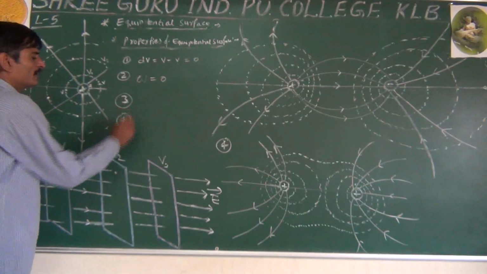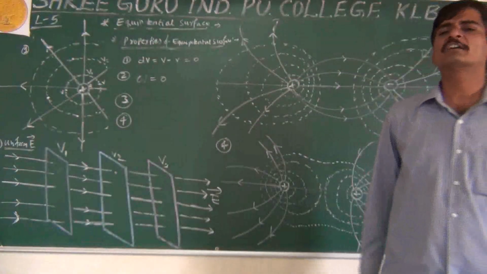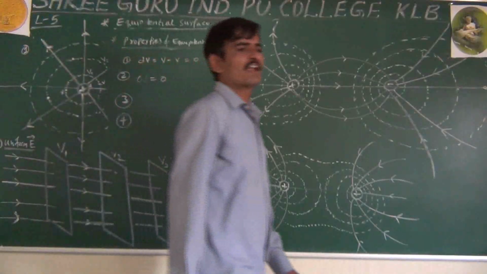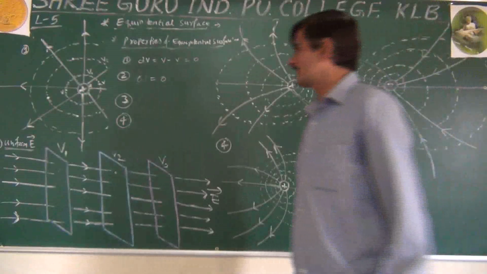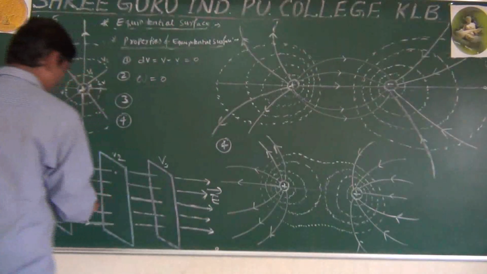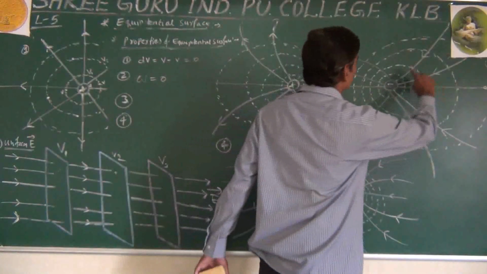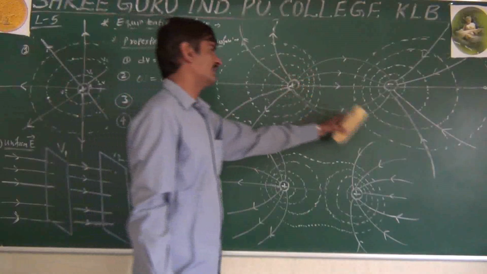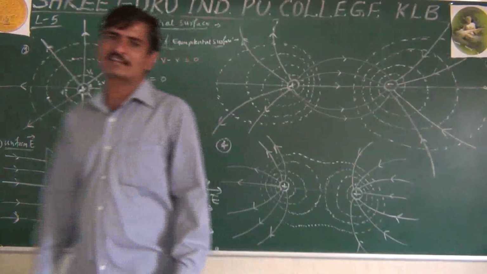Fourth one, two equipotential surfaces cannot intersect each other. So they will be separate. The dotted lines indicate the equipotential surfaces, and they will not intersect each other.